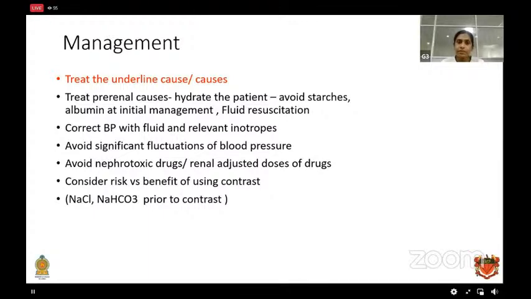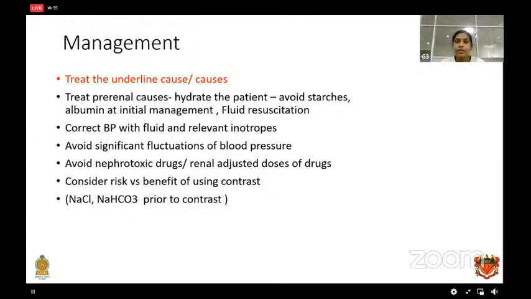Then blood pressure. So obviously when you manage with the fluid, it will correct sometimes. Sometimes patient may need inotropes. Depending on the condition, you have to use the relevant inotropes. For example, septic shock, then noradrenaline is the first line of inotrope. Likewise, you have to select inotropes.